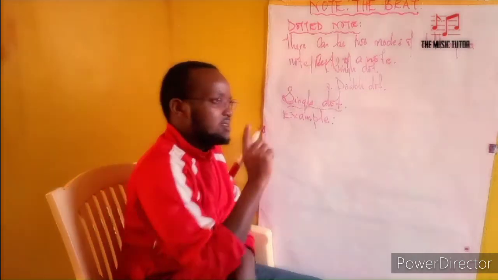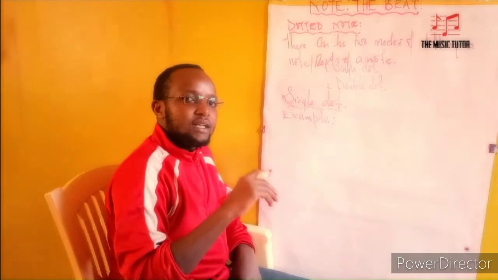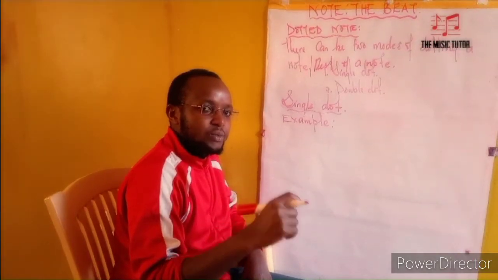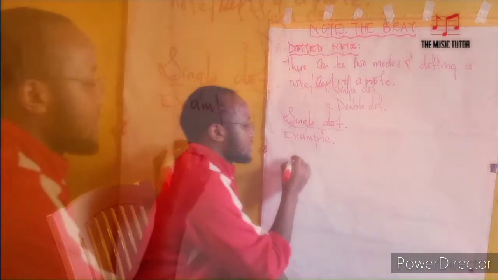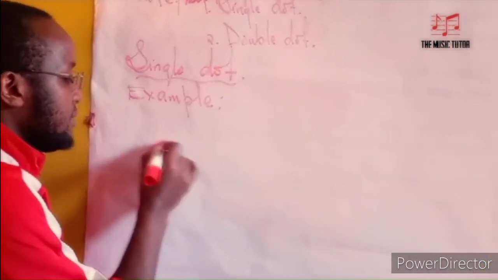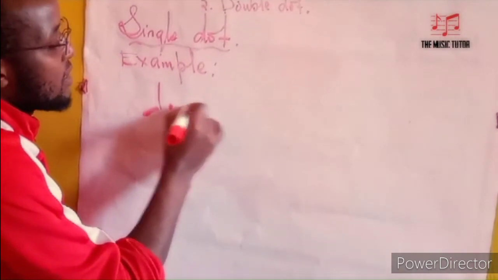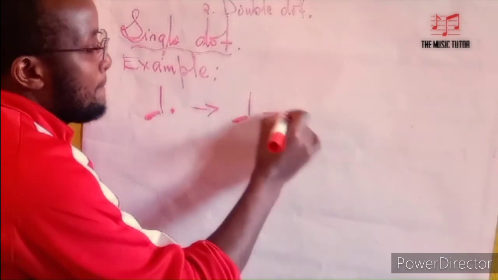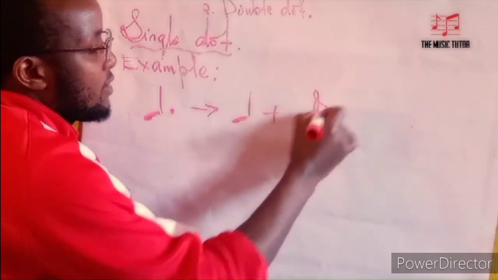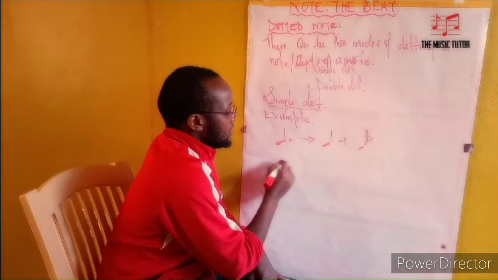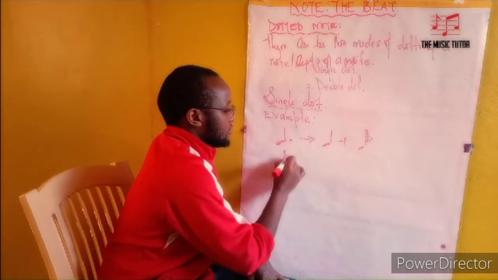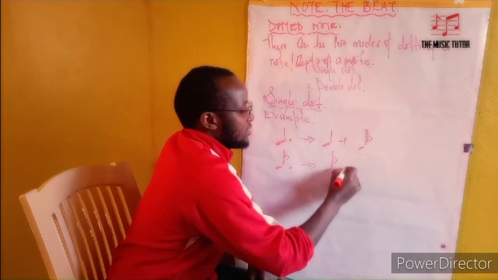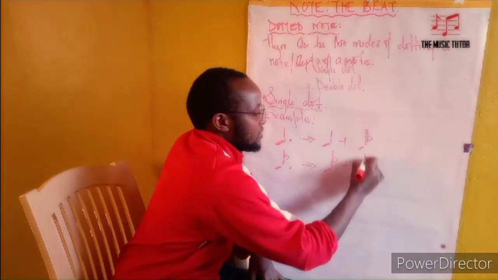We have just looked at single dotting, but let us repeat. A single dot immediately on the right side of a note will carry half the value of the preceding note. For example, this is a crotchet. When we dot a crotchet, it will give us the value of a crotchet plus a quaver. When we dot a quaver, it will give us the value of a quaver plus a semiquaver.